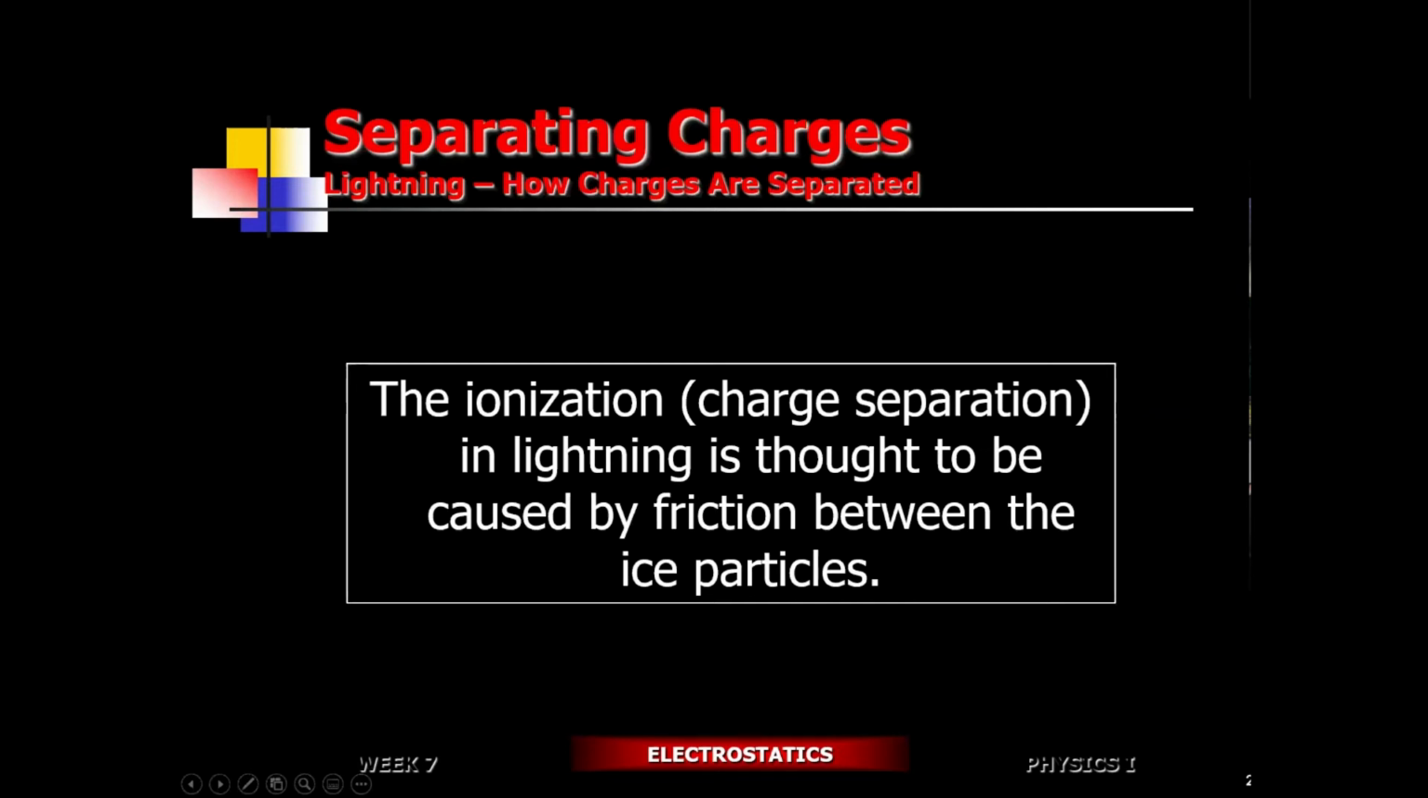So what do we know? The initial ionization takes place because of friction among ice particles. We don't understand what causes further separation of the charges. We don't understand why the top of the clouds become positively charged and the bottom negatively charged. We know that the Earth is initially negatively charged. Somehow, magically, it becomes positively charged just before the lightning.